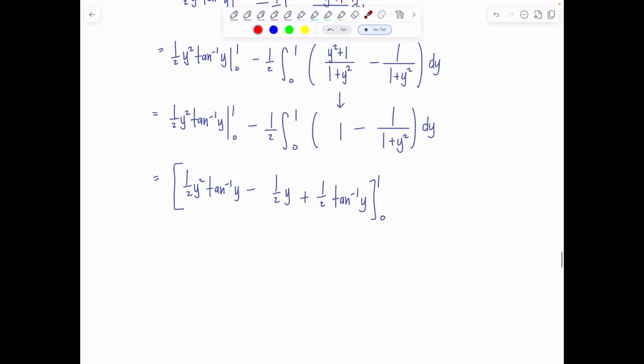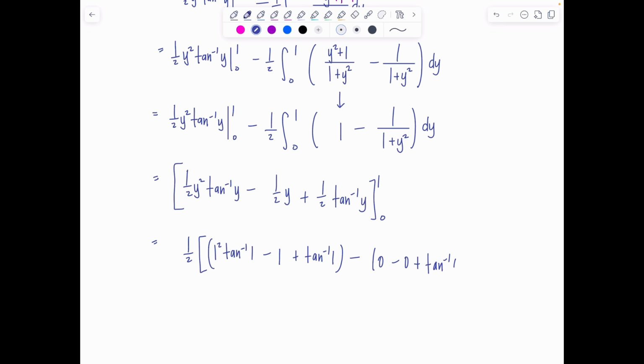Why don't we take the 1/2 out? I mean, is it doing anything for you? I'm not happy about it. Okay, now we can plug in our limits of integration. 1 squared tan inverse of 1 minus 1 plus tan inverse of 1, upper limit, minus 0 minus 0 plus tan inverse of 0. Cute.